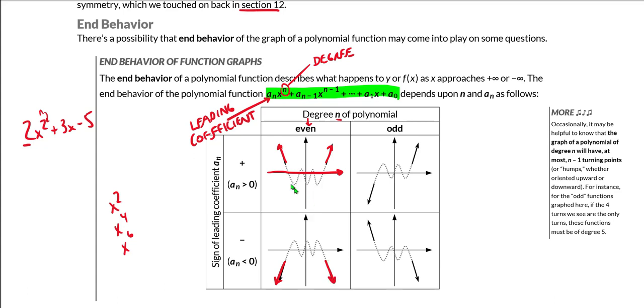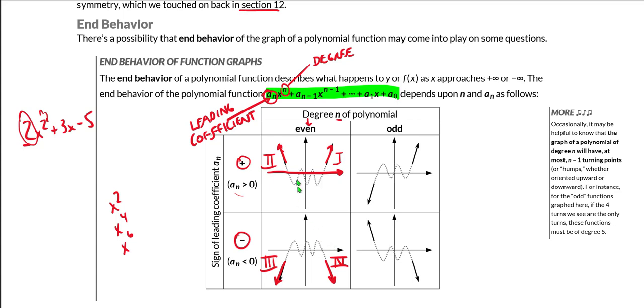The way that you know whether the two ends will go up or go down is by looking at the leading coefficient. If the leading coefficient is positive, in other words, if a sub n is positive, then the two ends of the graph will shoot off to infinity in the first and second quadrants, and if a sub n, the leading coefficient, is negative, then we are going to have the graph shooting off to negative infinity down there in the third and fourth quadrant.